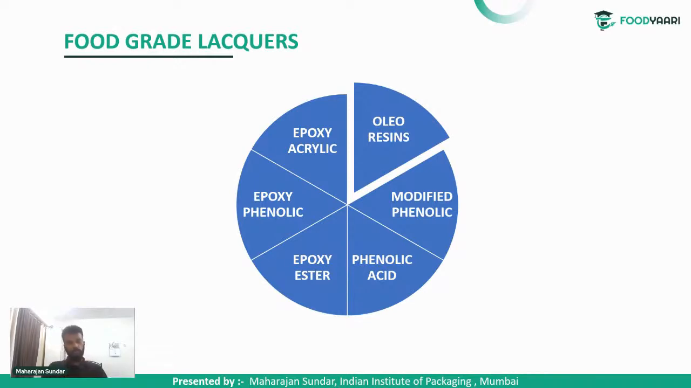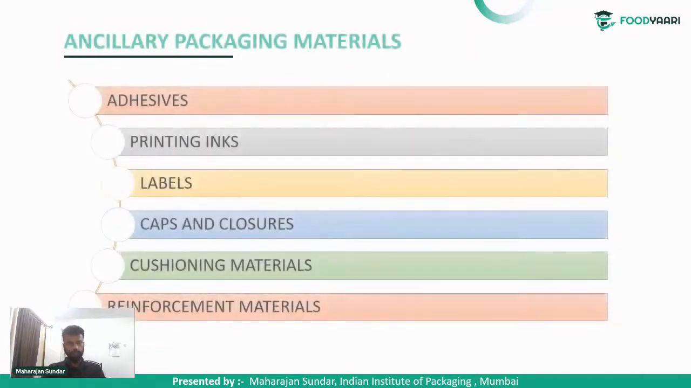Epoxy esters are used for fatty components like butter and fats. And epoxy phenolics are used when a high degree of chemical resistance is needed for a product. And epoxy acrylics are generally used for normal food packaging, food cans.